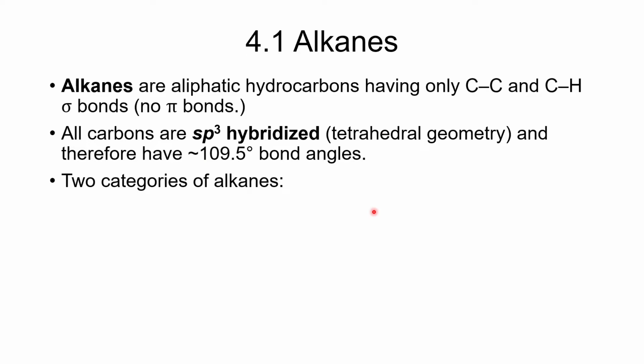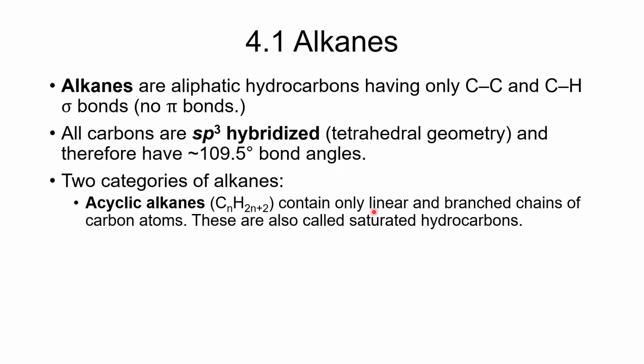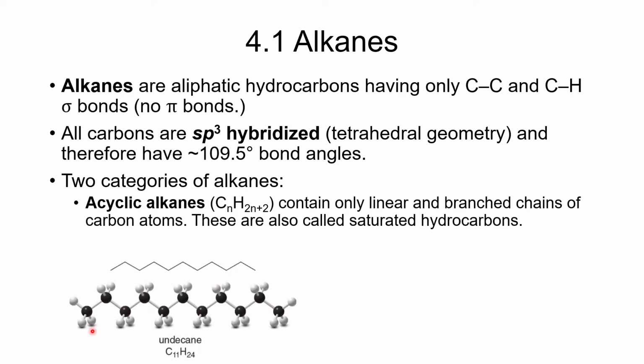There are two categories of alkanes, and our two categories of alkanes are going to be acyclic alkanes with the formula CnH2n+2, and they contain only linear and branched alkanes. These are also called saturated hydrocarbons. Saturated means it has as much hydrogen as it can have. So acyclic alkanes, this is just an example. Undecane has 11 carbons, 24 hydrogens, and you'll see it fits in that formula.